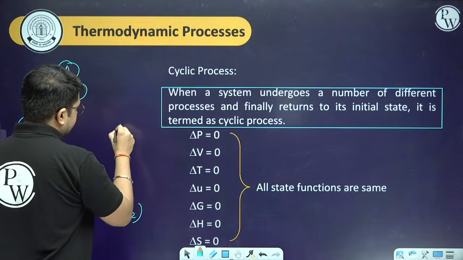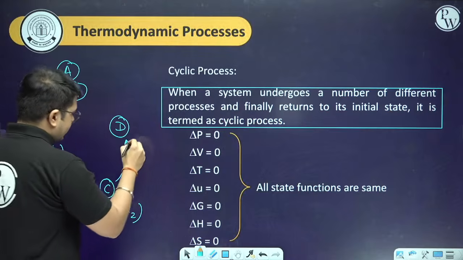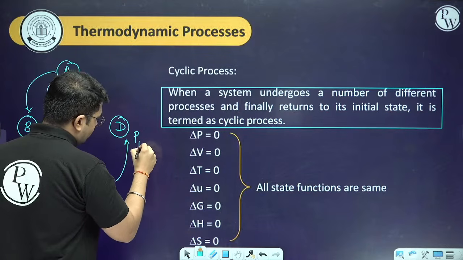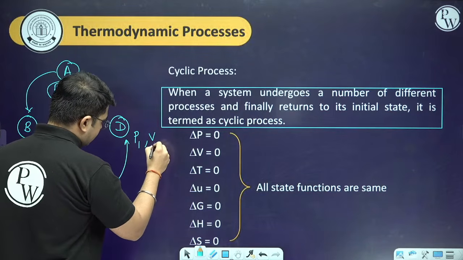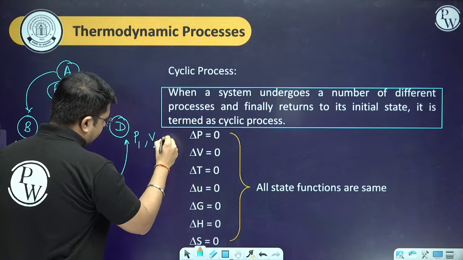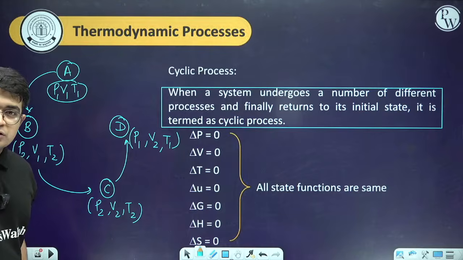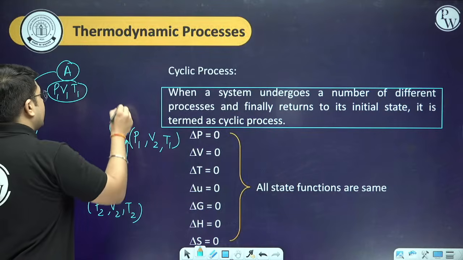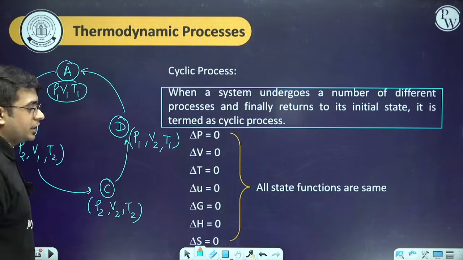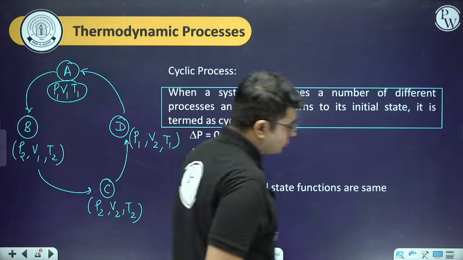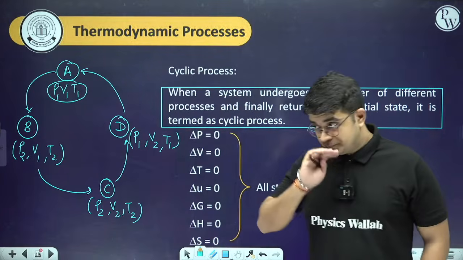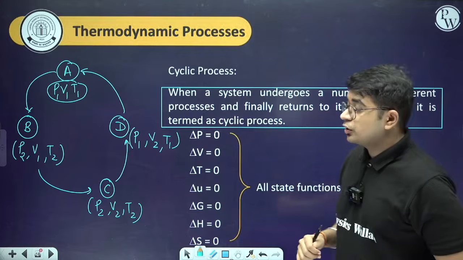Let's say this is the D part. In this case again the pressure goes to P1, volume remains the same, V2, and temperature is also changing, to T1. So in this case the process is occurring at constant volume, which is an isochoric process, and eventually I have reached the same state. So this process is going to be your cyclic process.